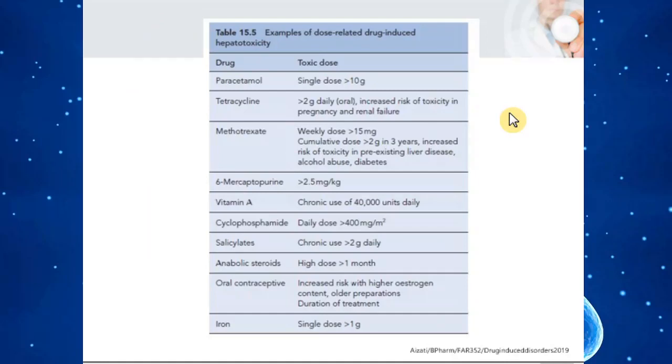So these are examples of dose-related drug-induced hepatotoxicity. As we have discussed before, paracetamol with a single dose of more than 10 grams, tetracycline with a dose of more than 2 grams daily, methotrexate with a weekly dose of more than 15 grams, or a cumulative dose of more than 2 grams in 3 years. Also salicylates like aspirin, chronic use of more than 2 grams daily might also cause hepatotoxicity.